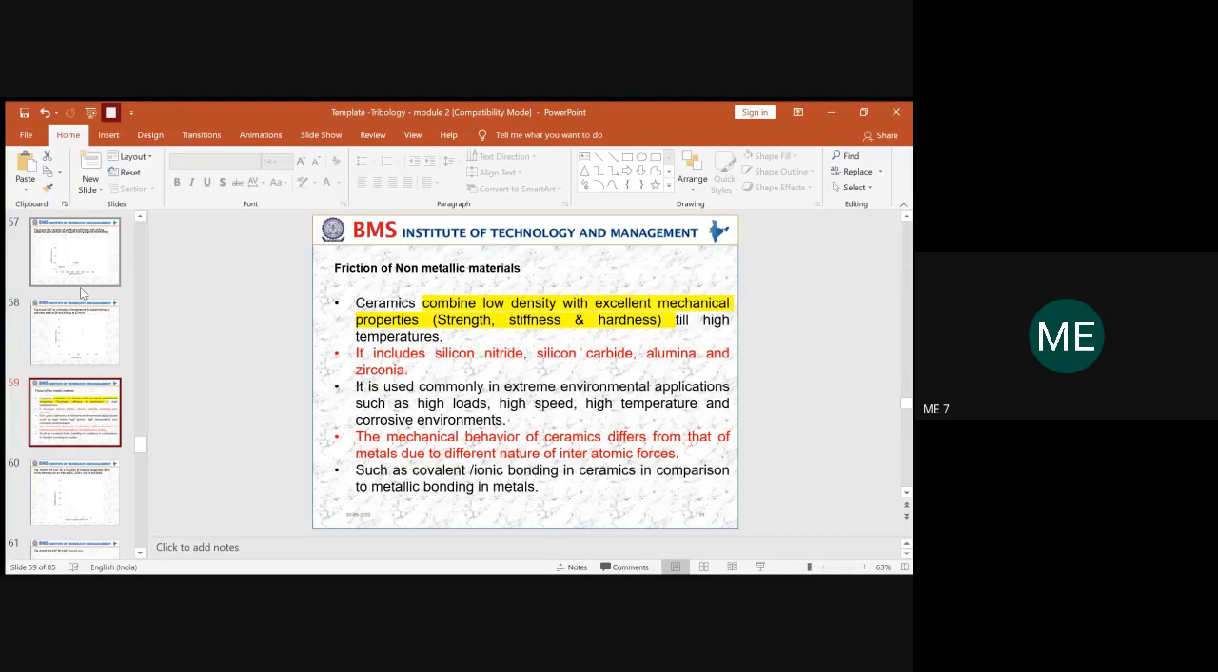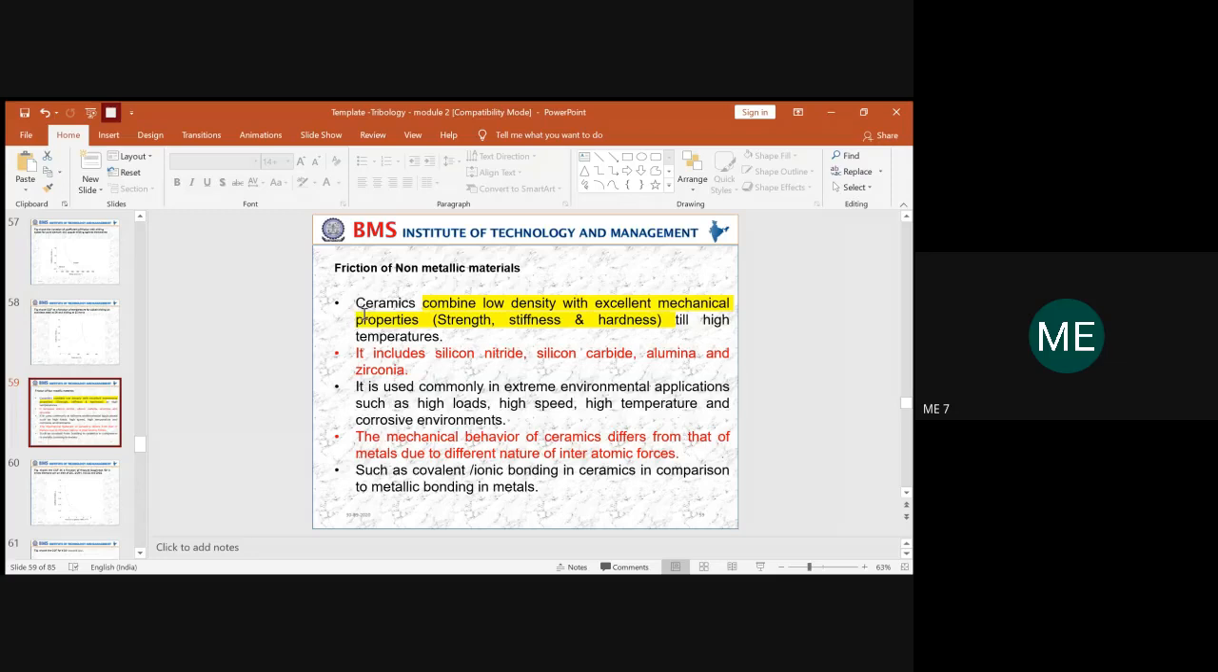Apart from metals, in your syllabus you also have friction of non-metallic materials. When we speak about non-metallic materials, again there are two to three classifications: ceramics, polymers, etc. So we have to deal with the concept of friction related to non-metallic materials also. Now we are starting with ceramics.